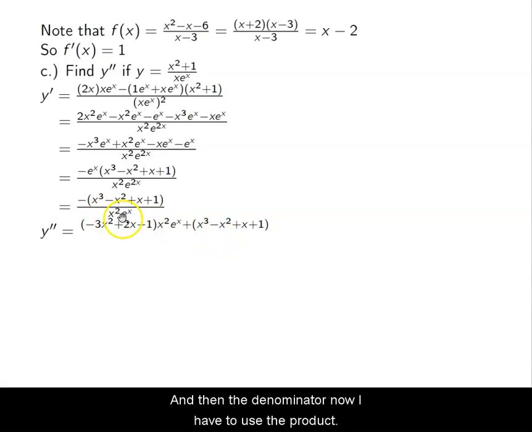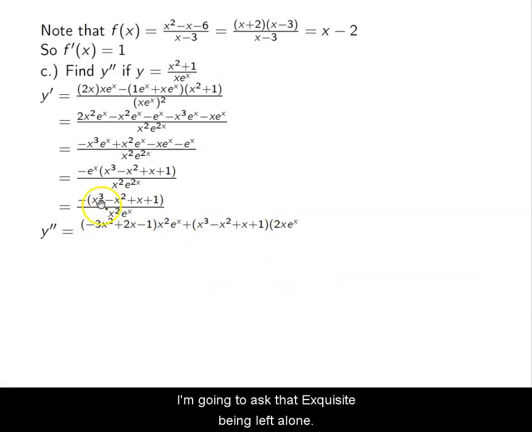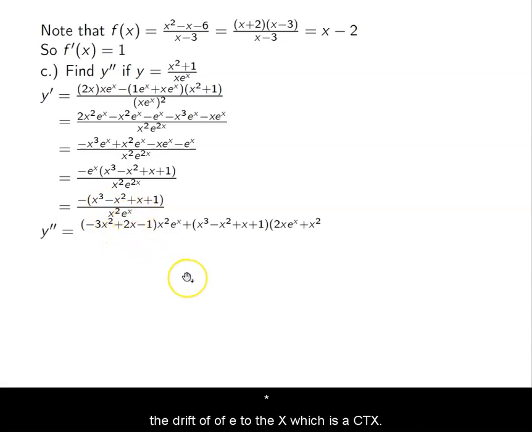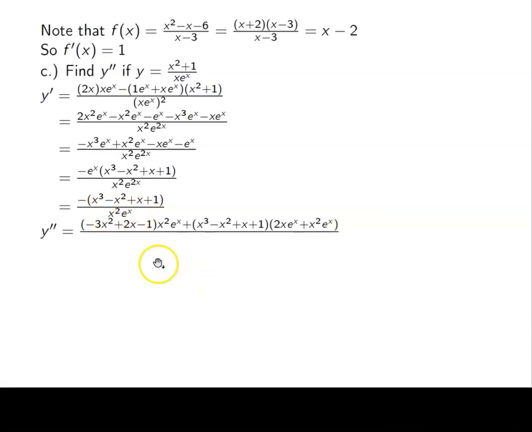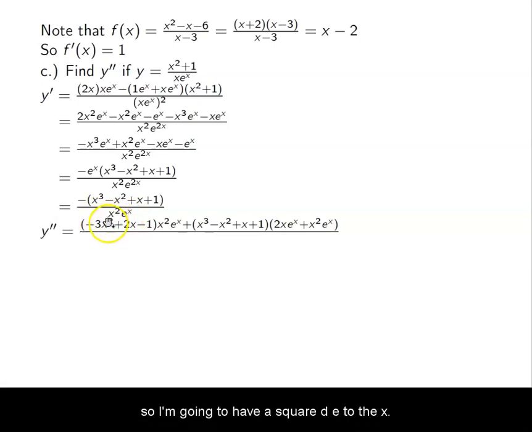And then the denominator now I have to use the product rule on. So I'm going to differentiate x squared first, so that's going to be 2x. E to the x gets left alone. I'm going to add to that x squared being left alone times the derivative of e to the x, which is just e to the x. So that's nice. And then this denominator is going to get squared again. So I'm going to have x squared e to the x squared.